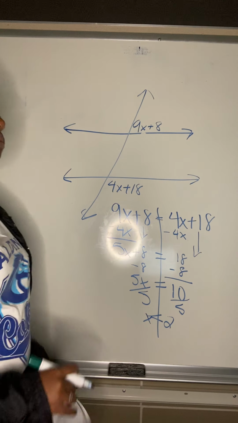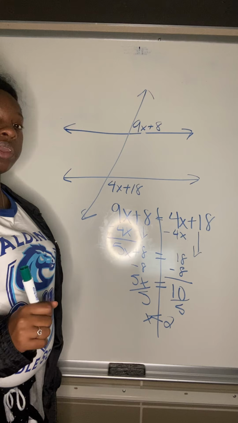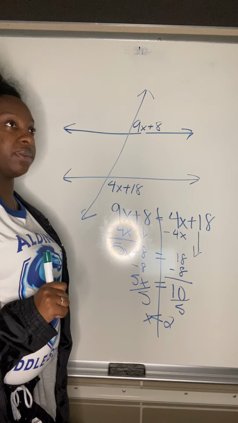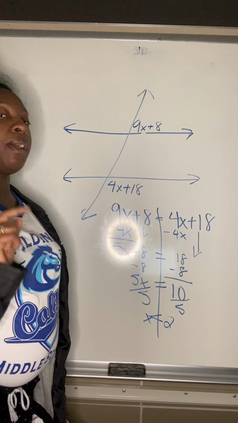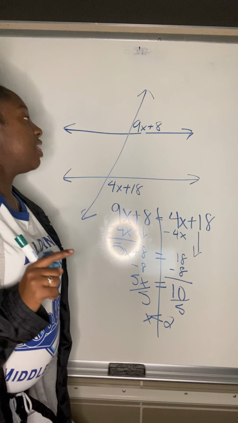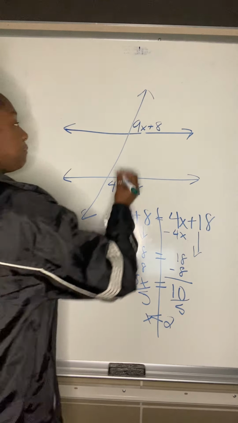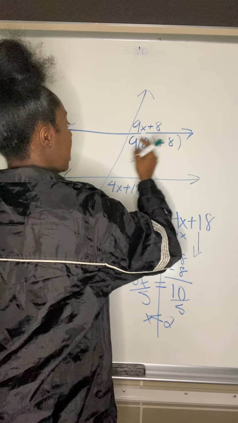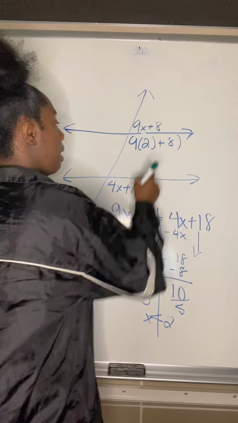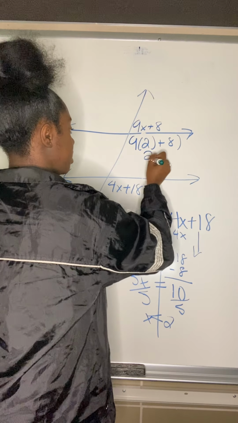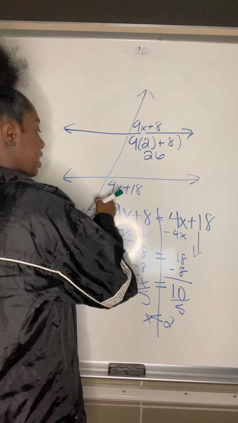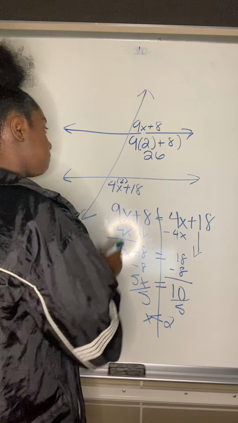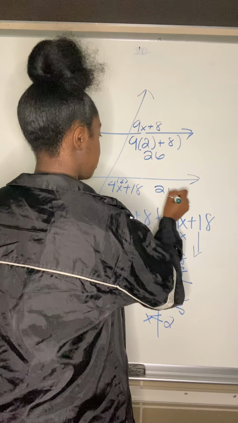So with these being corresponding angles and they're congruent, meaning they're equal to each other, when I put 2 back in, what should happen? I know you can't answer me, but you should have said that these numbers should now be the same. So I'm going to say 9 times 2 plus 8. 9 times 2 is 18, plus 8 is 26. And then I'm going to put 2 here. 4 times 2 is 8, plus 18 is 26.